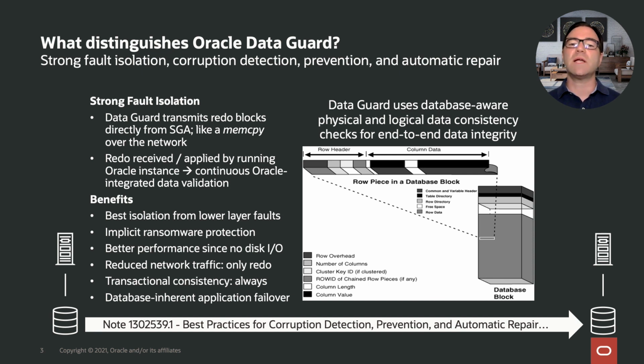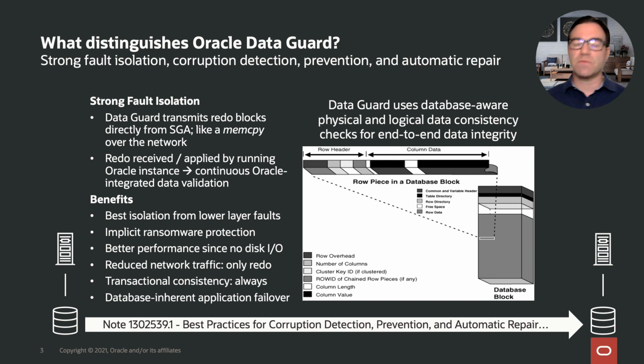It starts with how Data Guard transmits the data to the standby, because Data Guard transmits redo information directly from the SGA, so directly from memory. You can think about it as a mem copy over the network. Now, on the receiving side, data is not only received, but also applied by an active, actively running Oracle instance, which means you get continuous Oracle-integrated data validation on the standby side.